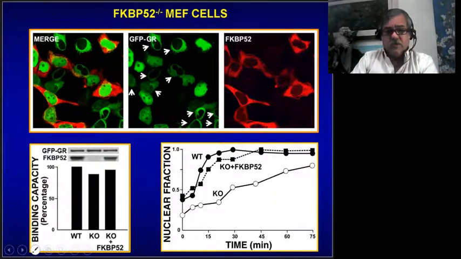The nuclear translocation rate of the receptor is slower in knockout cells compared to wild-type cells or the same knockout cells where FKBP52 was reintroduced by transfection. Also, note that the primary nuclear localization of GR in knockout cells is lower than in wild-type cells, suggesting that the immunophilin could anchor GR to nuclear structures.